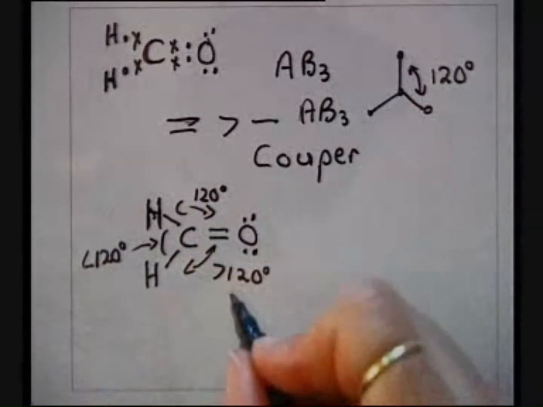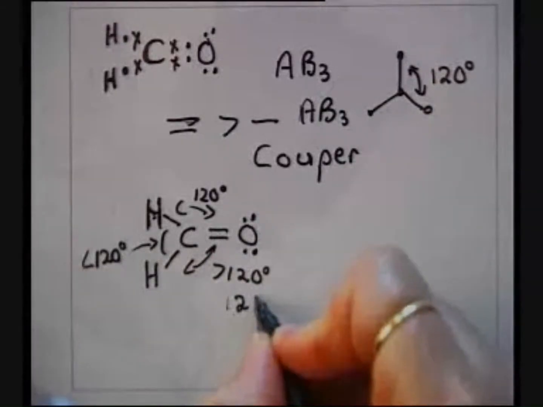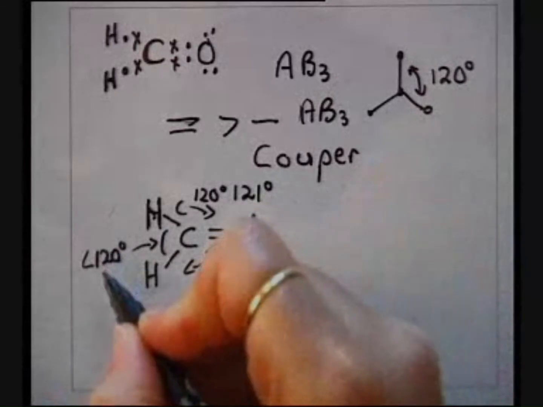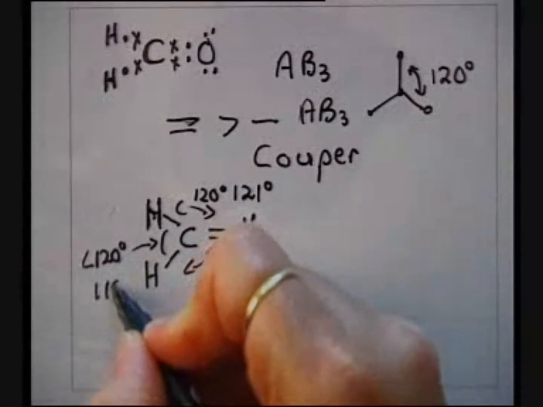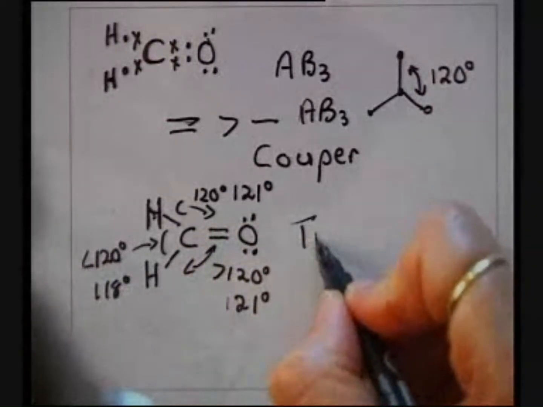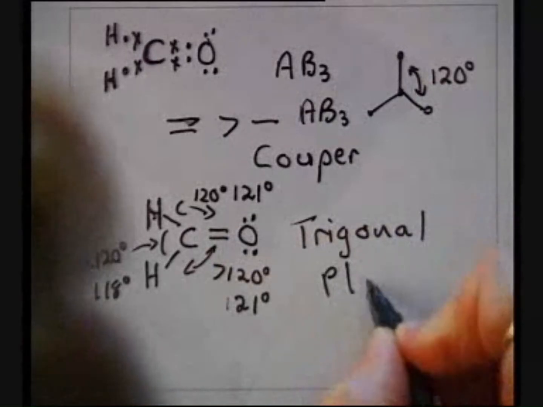What do we measure in the laboratory? In the laboratory, we measure this bond angle to be 121 degrees and this bond angle to be 118 degrees. The structure is trigonal planar.